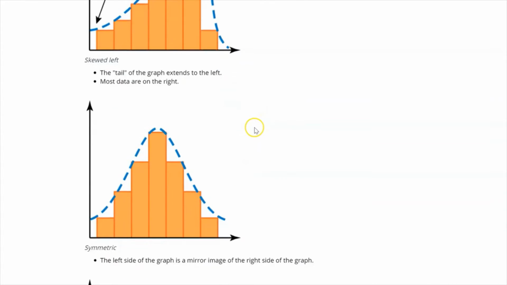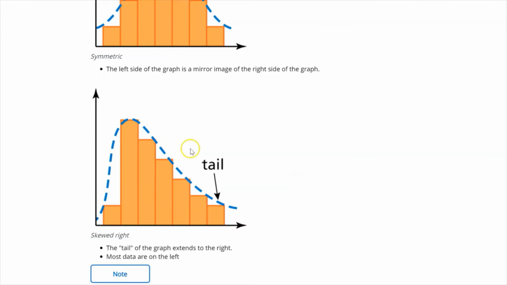Now looking at this next one, we can see it's quite symmetric, and so we would describe this as a symmetric distribution. In this case it's identical, a mirror image, so that's definitely a symmetric distribution. Finally, if we look at this last one, we can see most of the data is on the left and it's got a tail to the right. So this tail, again, gives us the skew to the right. So this graph or distribution is skewed right.